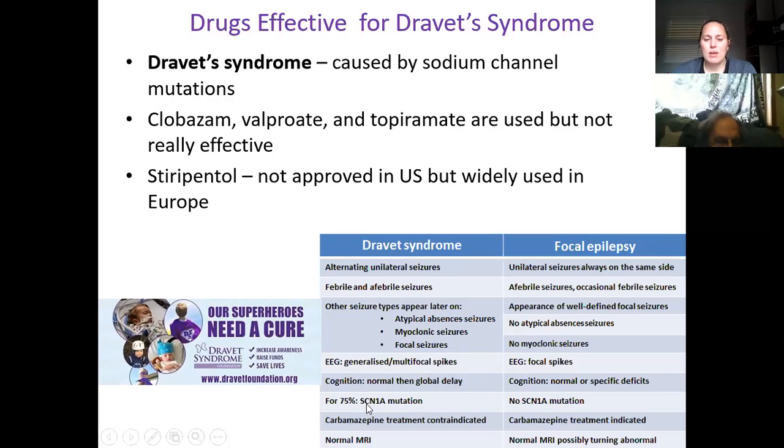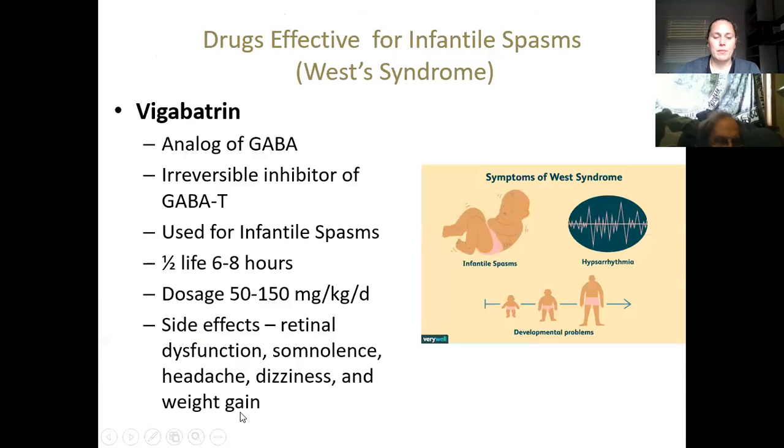And then in terms of the mutation, this actually gives you the SCN1A mutation is going to be present in those folks with Dravet syndrome, and folks who have focal epilepsy will not have that. So part of the diagnosis would be genetic analysis to see if they carry this particular type of mutation. Continue to move through on yet another seizure type here.